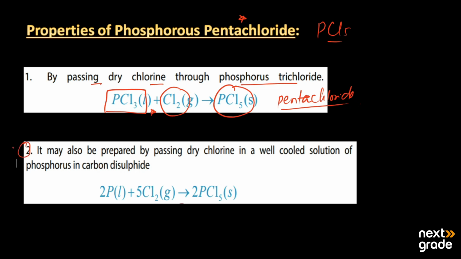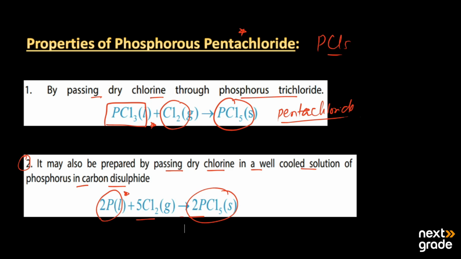And here we have the second method. It may also be prepared by passing dry chlorine into a well cooled solution of phosphorus in carbon disulfide. So we have the phosphorus and here we have the chlorine. That chlorine simply reacts with the phosphorus and produces phosphorus pentachloride.